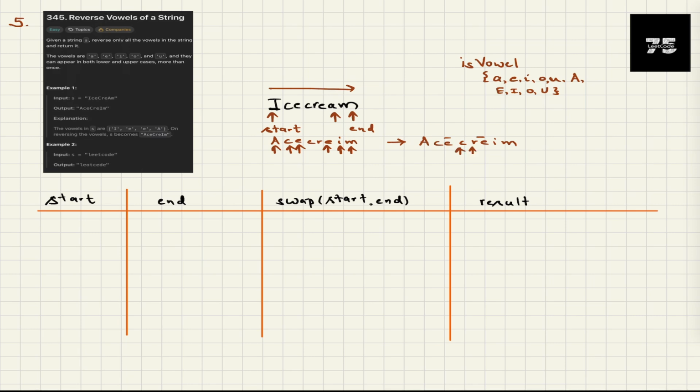So my start would come to C and my end will come to R. Again, I'm going to call the function to check if it is a vowel. Since C is not a vowel, I'm just going to do start plus plus, and then I see that my start is crossing the end, so I'm going to end the loop. That's it. Now let's see if this is our answer. We have A C E C R E I M. So yes, this is the answer that they have given.